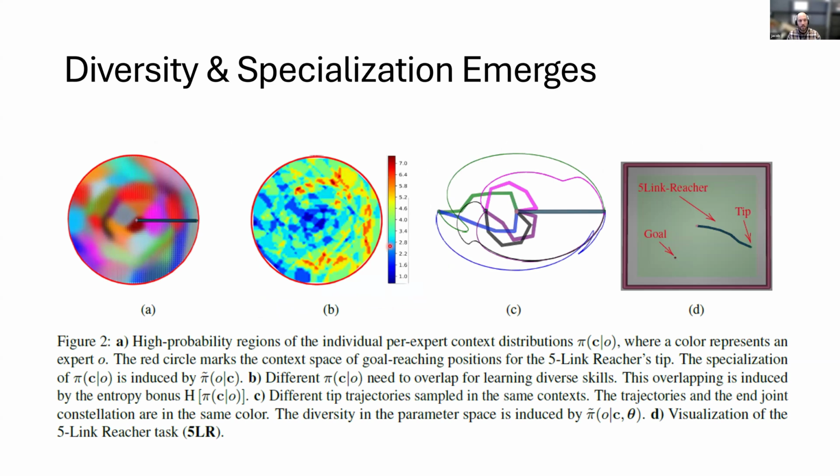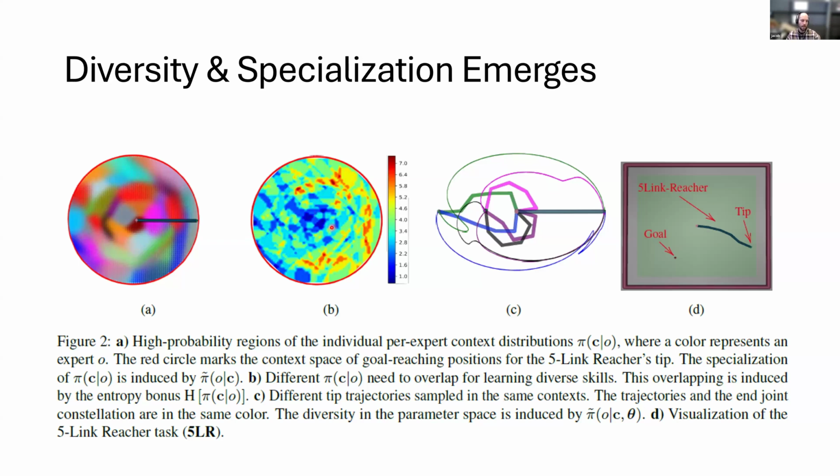This is a figure showing a bunch of the experts. Each color is an expert in the state space. I think this had 15, I don't know actually if it said how many experts, but anyway, there's a bunch of experts. So this is the 5-link reacher. It's hard to see, but this has 5 joints. It's a 5-segment line. It's got to go to a goal. And you can see if it was totally straight, it would map out a circle. So that's the context space. And each expert is specializing in a specific context space for the goals it gets. Figure B is showing overlap.